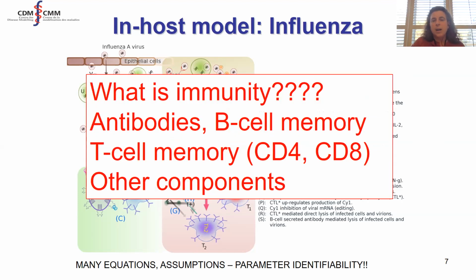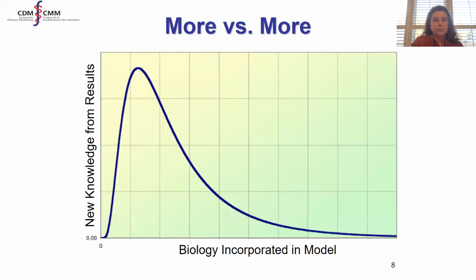And so when I talk about immunity in in-host modeling, mainly what we focus on is outputs like antibodies, and this is related to B cell memory. We also look at T cell memory like CD4 T cells and CD8 T cells. But then there are other components of the immune system that can be measured that give us an indicator of what these other populations like B cells and T cells look like.